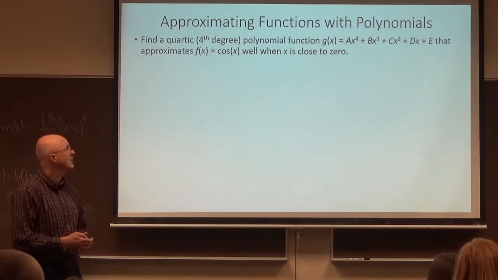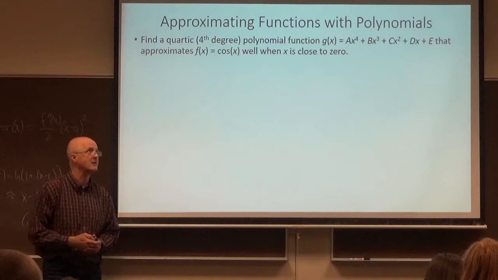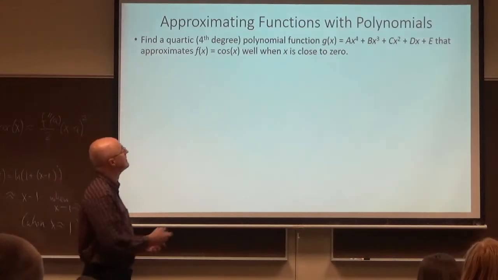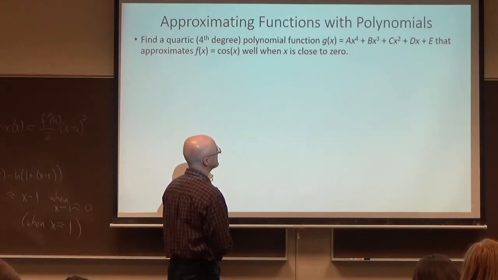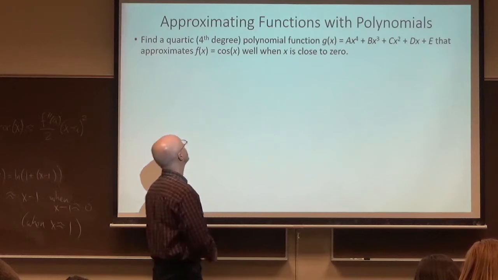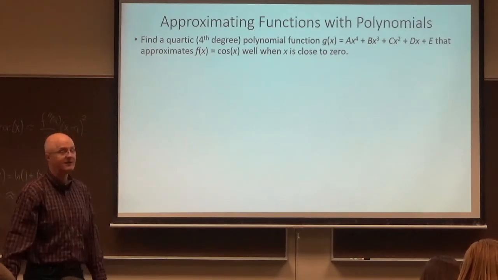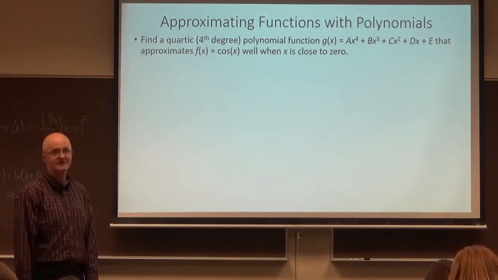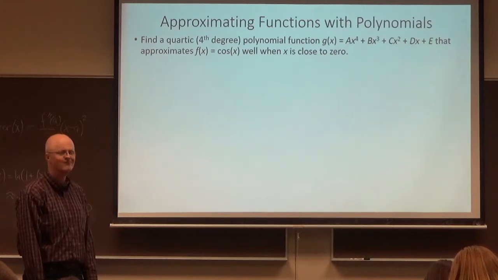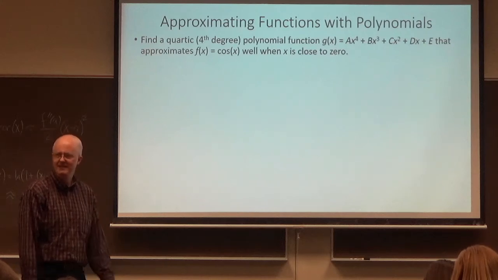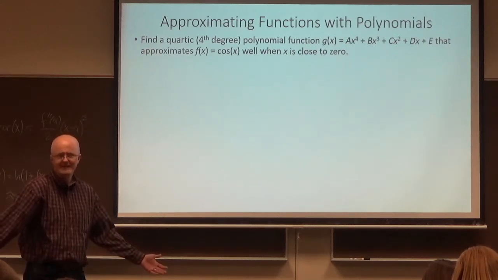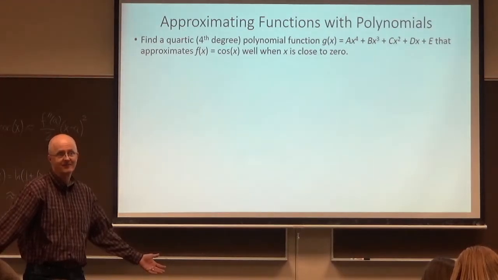What if I asked you to find a quartic, a 4th degree polynomial function like that, g of x equals a times x to the 4th plus b times x to the 3rd plus c times x squared plus dx plus e, I get tired even saying it, that approximates the cosine function well when x is close to 0. What do you do? You just guess? Well, that is a strategy. It's not a very efficient strategy, but it is a strategy.